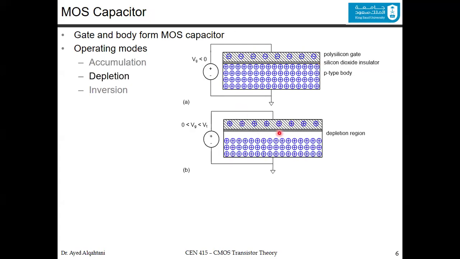And then we have the depletion operating mode. In the depletion region, the voltage VG, or the voltage at the gate, is larger than 0, but still less than the threshold voltage, which means you have a voltage at the gate, but it's not sufficient. As an example, let's say that you have a car and your car broke down in the road. And let's say that you and your friend want to push the car away from the road to the side. So what happens?